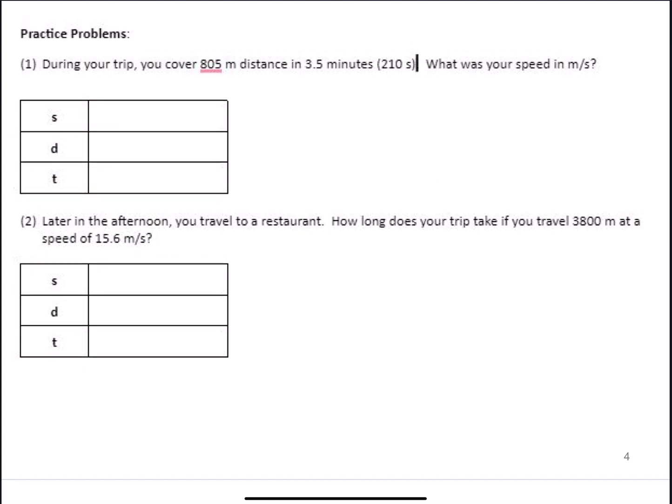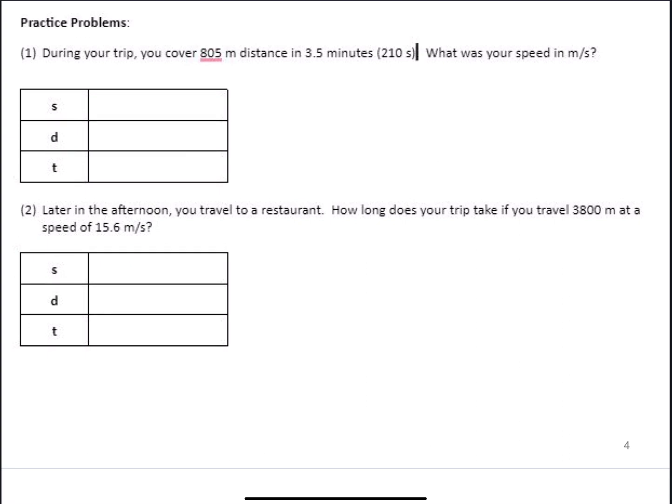Okay. So let's try a couple practice problems. All right. Then we'll continue on with our discussion of motion. All right. So for problem number 1, during your trip, you cover 805 meters of distance in 3.5 minutes or 210 seconds. What was your speed in meters per second?